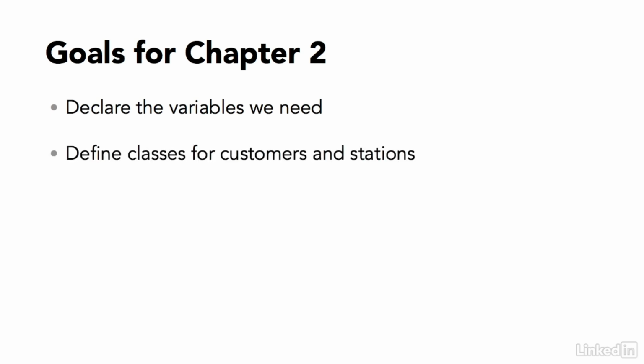So what are the goals for Chapter 2? What are we going to do as we work through the chapter? Well, first, we will declare the variables that we need so that we have places to put the values that we use. Following that, we will define classes for customers and stations, then add stations with property values, and those will include values such as the station ID, the average or mean processing time, and also the standard deviation of that average.